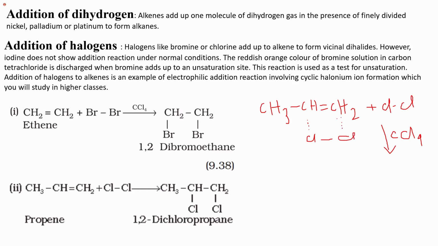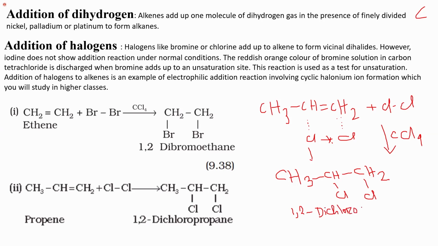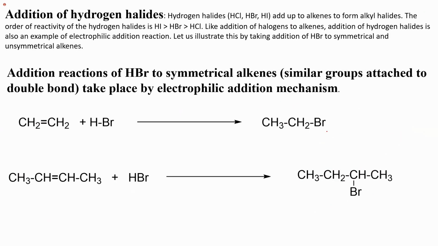This bond making started, then this bond breaking will start, and this bond formation will happen. Then what will generate? It will generate CH3, CHCl, CH, and then CH2. Here also one Cl, and then here also one Cl. So this is a 1,2-dichloropropane. Okay. Now we'll go to the hydrogen halides.